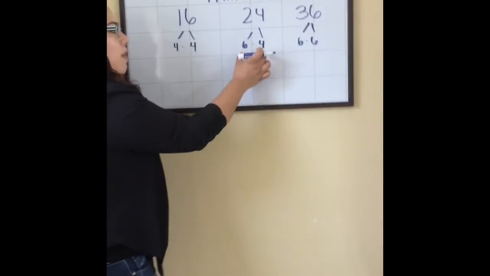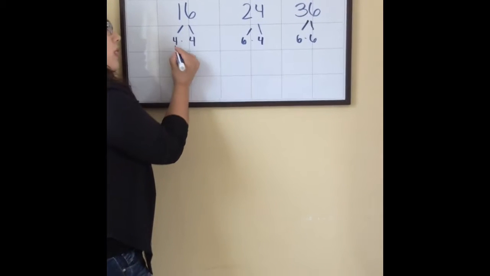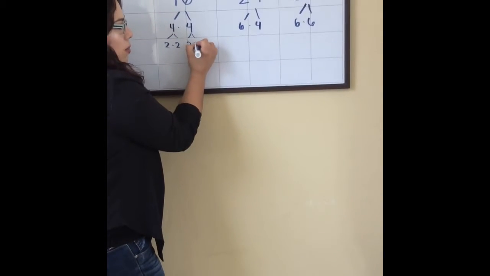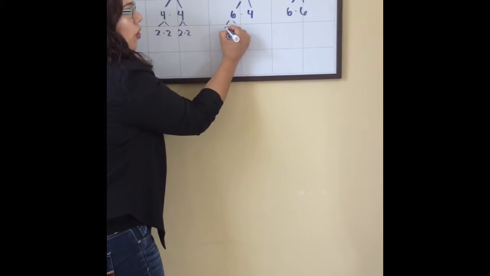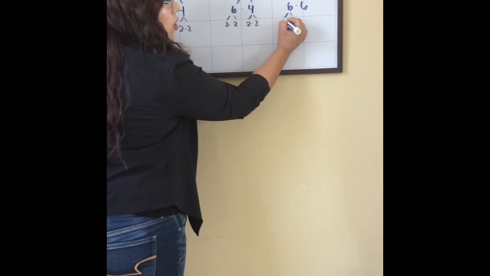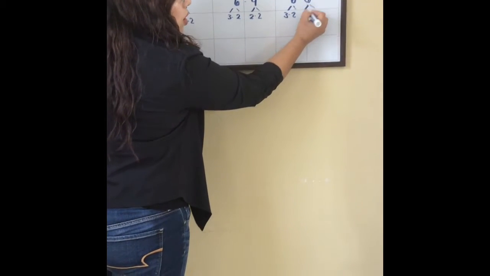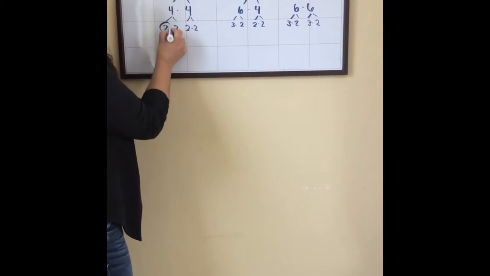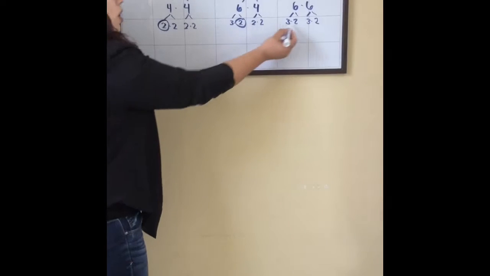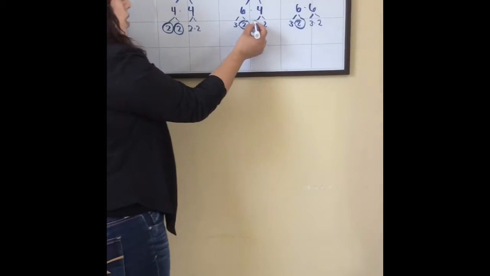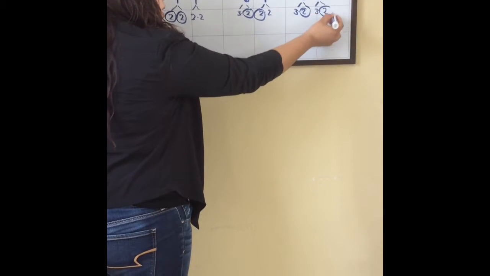Now we have to break it down even more because you could still break these down. So this will be 2 times 2, 2 times 2, 3 times 2, 2 times 2, 3 times 2, and 3 times 2. And we're going to circle the ones that they have in common. So this one has a 2, this one has a 2, and this one has a 2. Next, this one has a 2, this one has a 2, and this one has a 2.